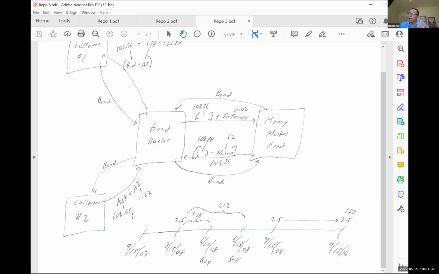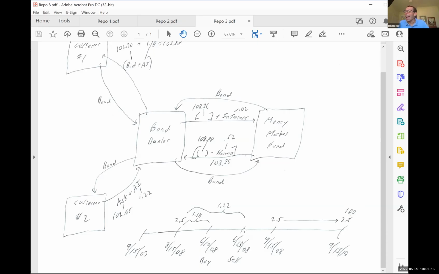So the bond dealer made money on the bid-ask spread because he bought at the bid, sold at the ask. The bond dealer made money on the positive carry because the coupon rate on this bond was 5%, where the repo rate was only 2%. So the bond dealer made money on the positive carry. In this case, the bond dealer lost money because the value of the bond went down between June the 10th, when he bought the bond from customer number 1, and sold the bond on June 13th. And that's the risk of being a bond dealer.